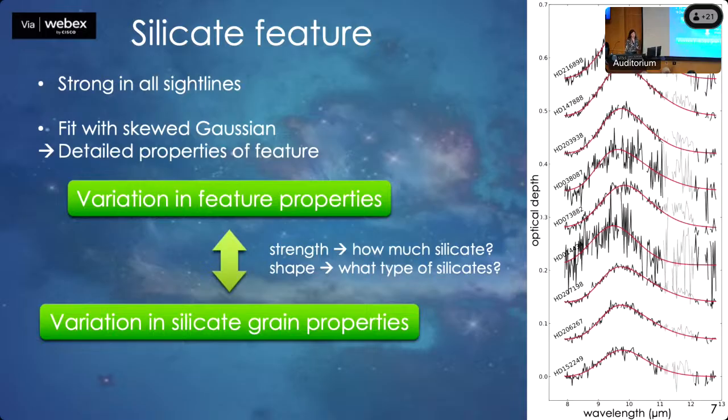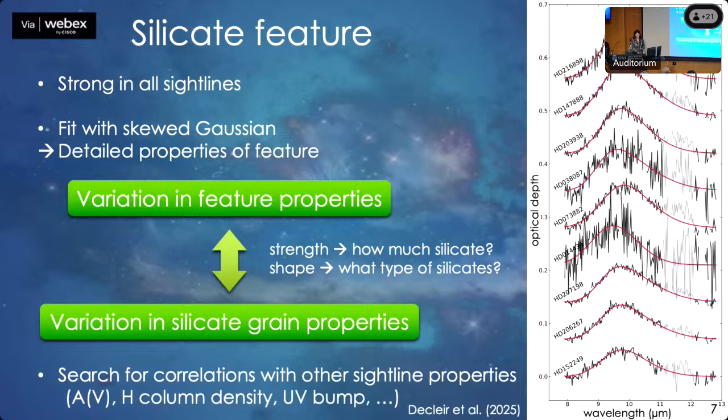More specifically, the strength of the feature tells us how much silicate there is, and the shape gives us some clues about the type of silicates that we're dealing with. So to better understand these variations, I also compared the silicate feature properties with other sightline properties, such as the V-band extinction, the hydrogen column density, and the V-bump strength, and so on, to find correlations between the silicate feature and these properties. Now, I don't really have time to talk about these, but if you're interested, you can ask me afterwards, or you can check out the paper.